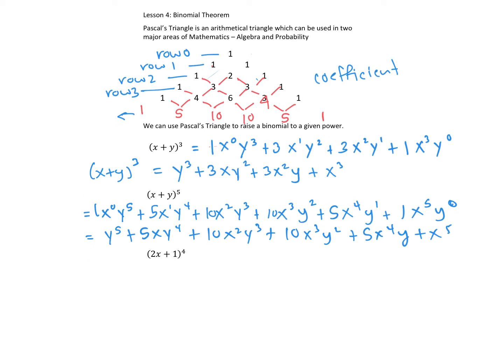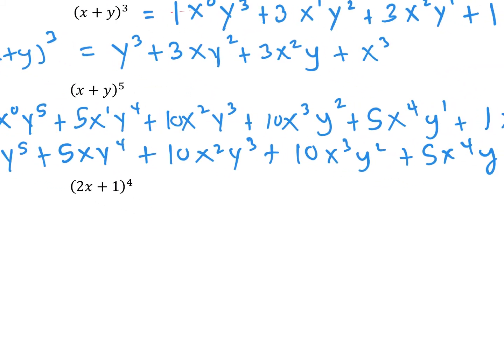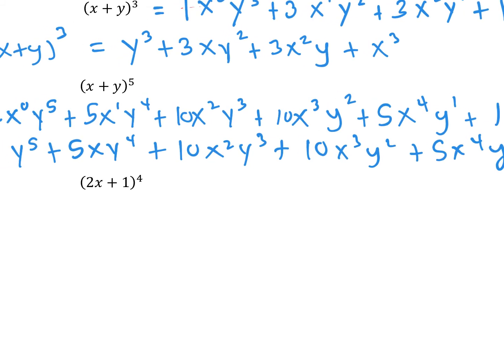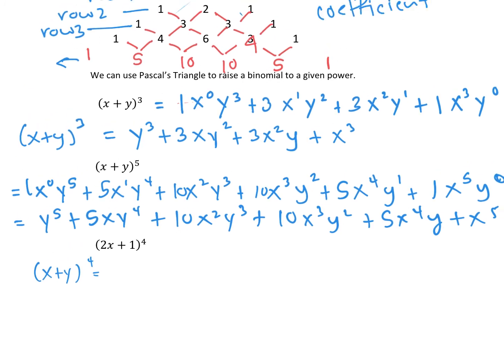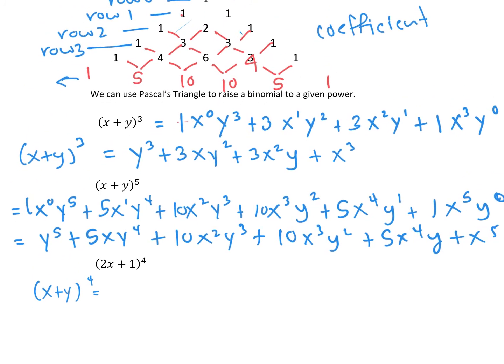Now we can also use the binomial theorem without just using x plus y. Perhaps it's maybe 2x plus 1 to the power 4. So my suggestion, you don't have to, but my suggestion would be x plus y to the power 4 first, and then we'll replace x and y with 2x and 1. So x would get replaced with 2x and y would get replaced with 1. So let's do x plus y to the power 4. We want the fourth row. So the coefficients are going to be 1, 4, 6, 4, 1.